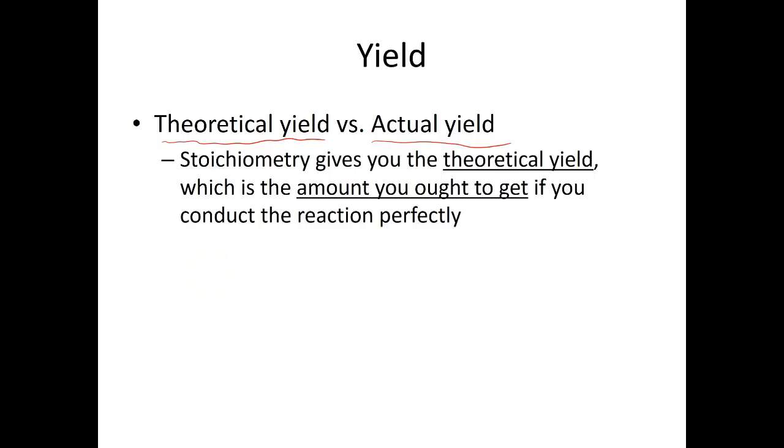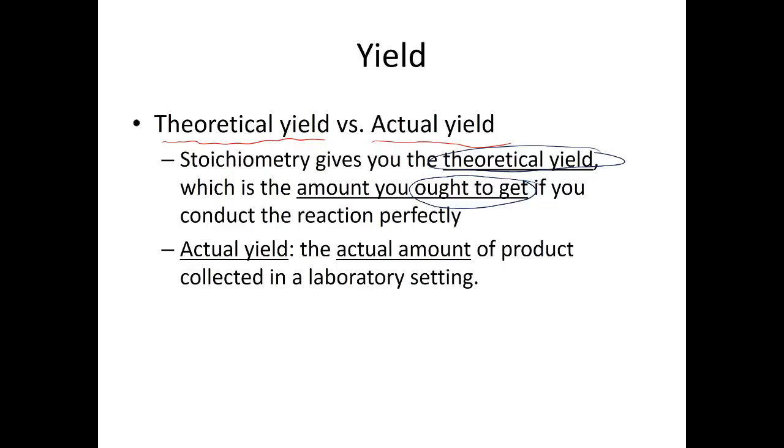What we need to understand is stoichiometry. When we do all those calculations using the limiting reactant and the balanced reaction to figure out how much of a product you should get, stoichiometry gives you the theoretical yield, which is the amount you ought to get. If you were able to conduct that reaction perfectly, the theoretical yield would be the amount you would get. Your actual yield, of course, is what you get when you actually do the lab.